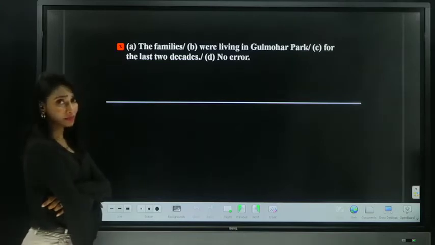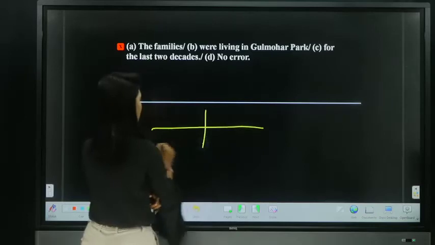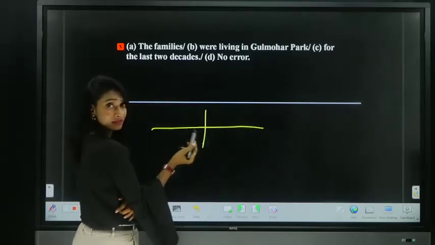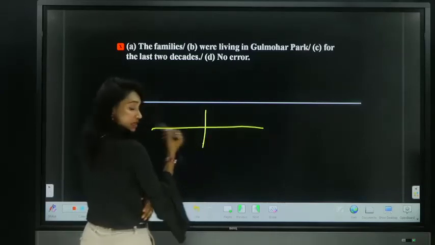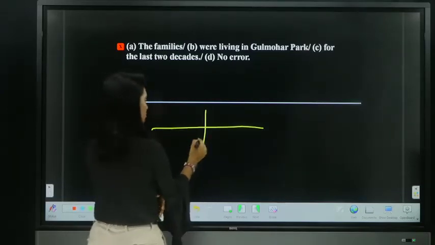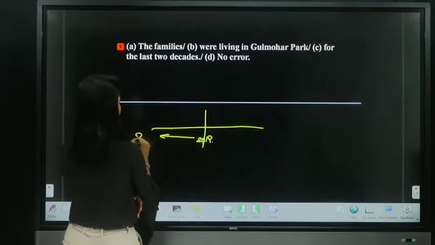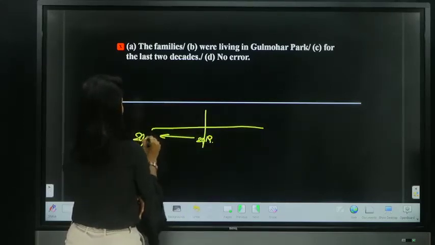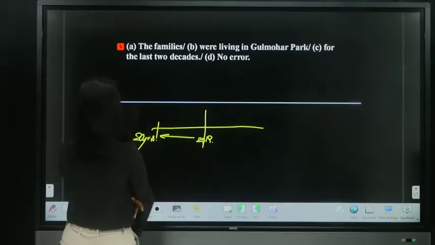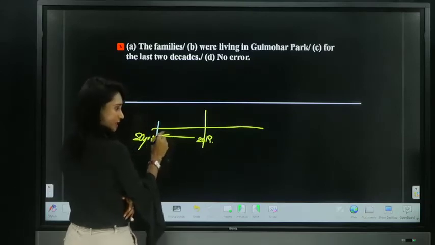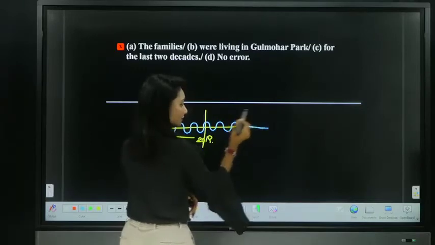So just like before, when did they start living? 2 decades before. 2 decades means 20 years before. So we are in 2019, and we have to go 20 years before. Started living 20 years before. And did they stop living? No, it's continuing, right? Action is still going on, and somewhere in the future.